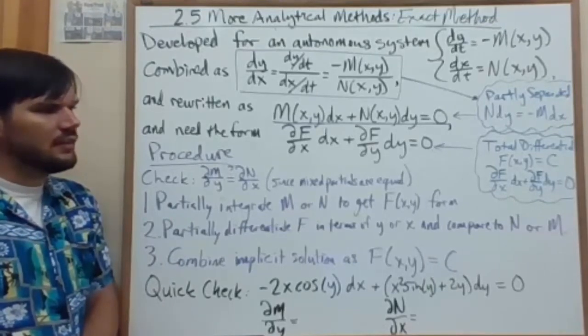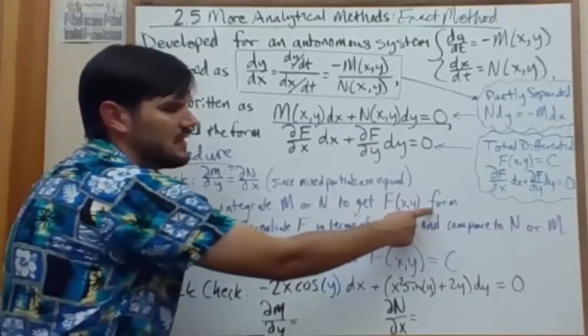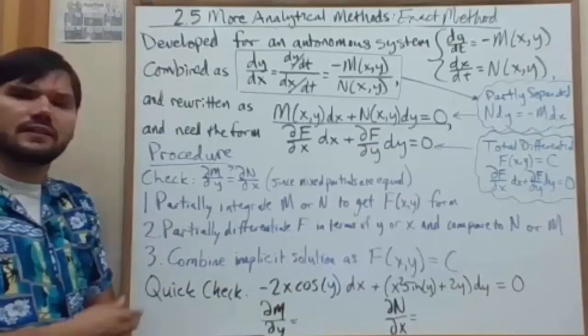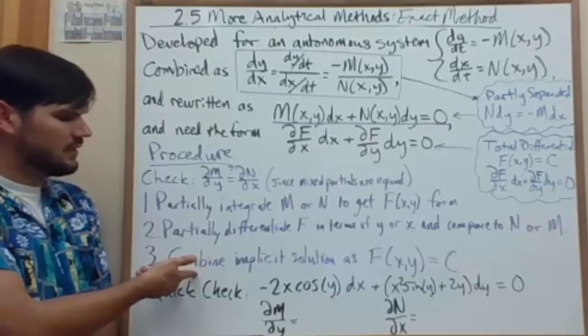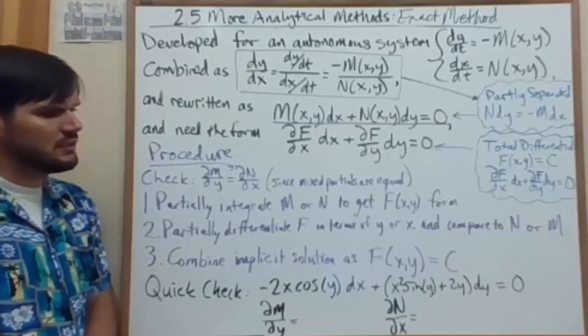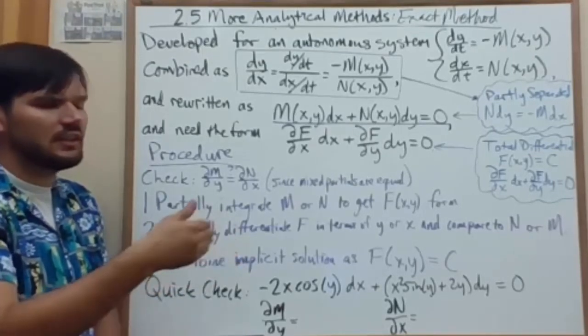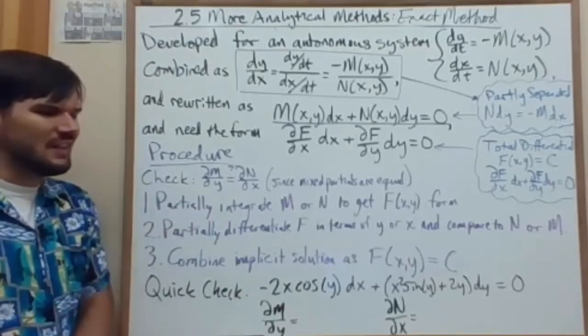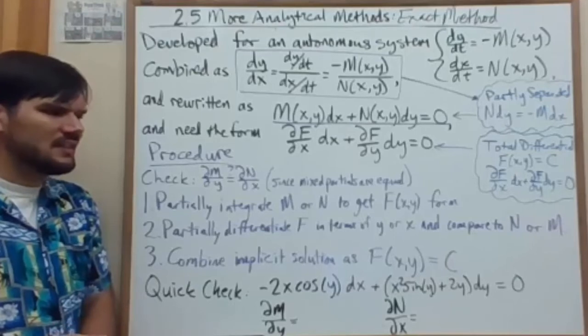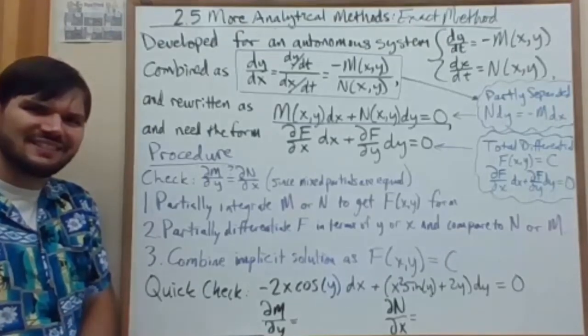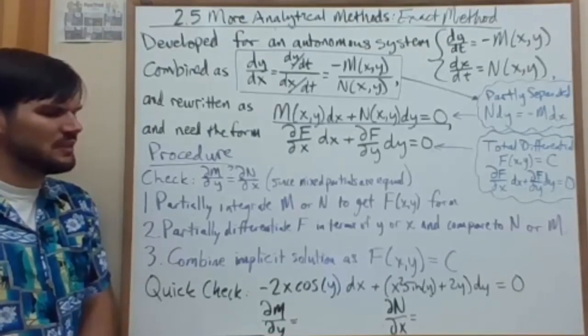But once you've done that, you're able to reconcile the form of it and find all the unknown functions, and then you can combine into an implicit solution as f of x y equal to c. Now notice that this is an interesting way to write a solution. We're really solving for the constant.